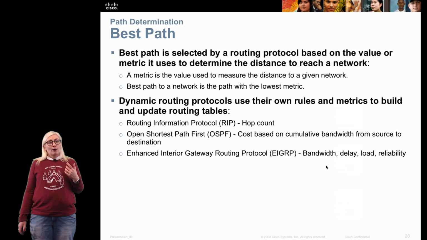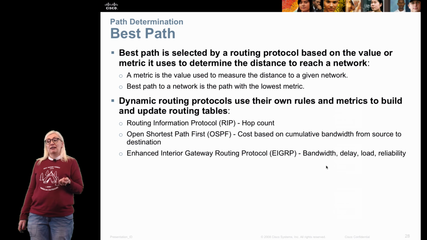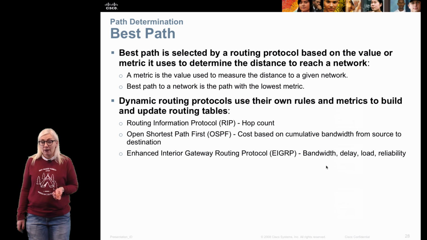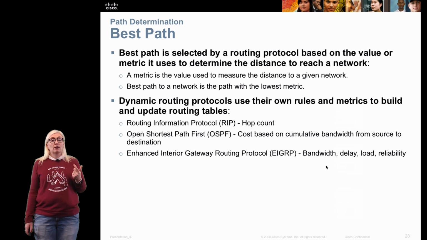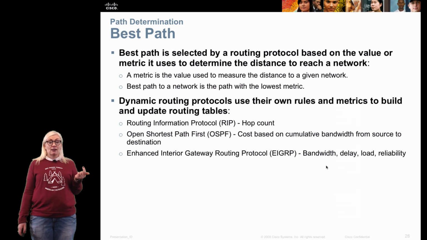Apart from finding out where to send it, the routers will also try to find the best path. And there are different ways of deciding what is the best path. First of all, if we have a routing protocol, it will create some kind of a metric, and the metric will be the one that decides what is the best path. So the best path is the one with the lower metric.